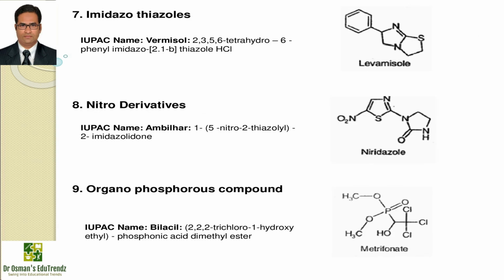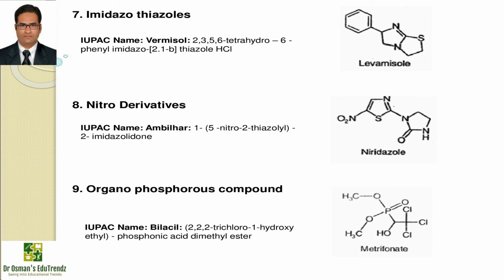Following is imidazothiazole. The drug is levamisole, which is available with the brand name Vermisol, and IUPAC name 2,3,5,6-tetrahydro-6-phenyl imidazo[2,1-b]thiazole hydrochloride. This drug is used for roundworms, hookworms and mixed worm infection. It is also used as an immunostimulant. It is a potent stereospecific inhibitor of fumarate reductase in many nematodes. Adverse effects will be related to the gastrointestinal tract.